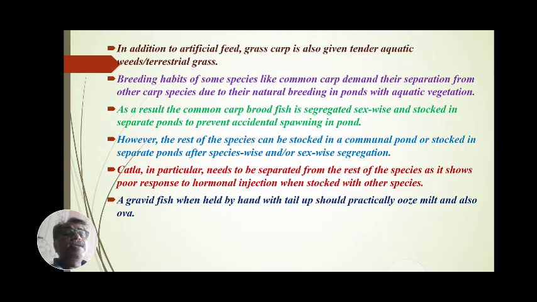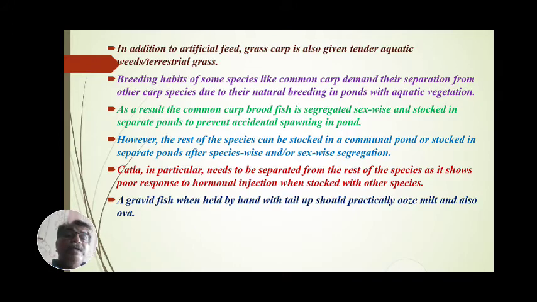then these fish do not give a response to the hormonal injection in these communal species. That's why when catla is to be cultured, it is to be separated from the rest of the species. It shows poor response to hormonal injection when stocked with other species. That's why catla is to be kept in separate ponds, separate tanks.